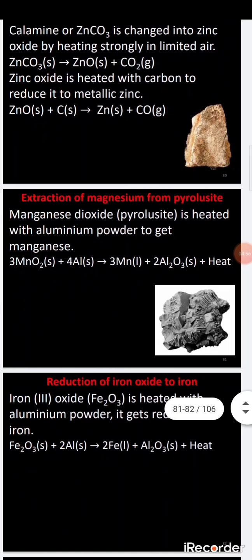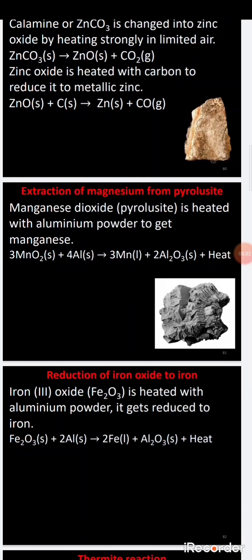Now there is one more they have mentioned, the extraction of magnesium from pyrolusite. Here they have mentioned it wrongly. It is not magnesium, it is manganese. Manganese dioxide is another name for pyrolusite. Usually this manganese dioxide, or pyrolusite, is heated with aluminium powder to get manganese.